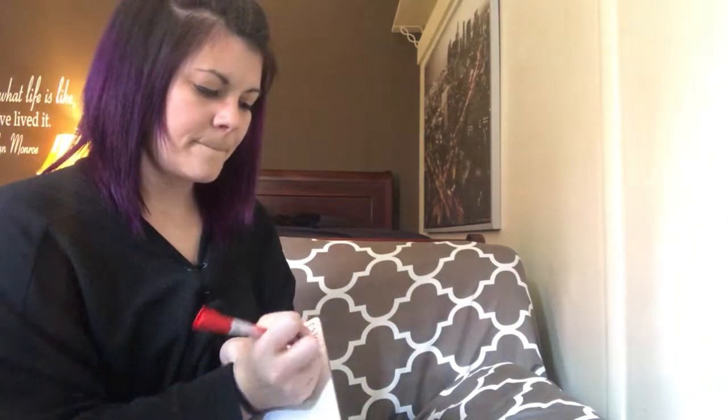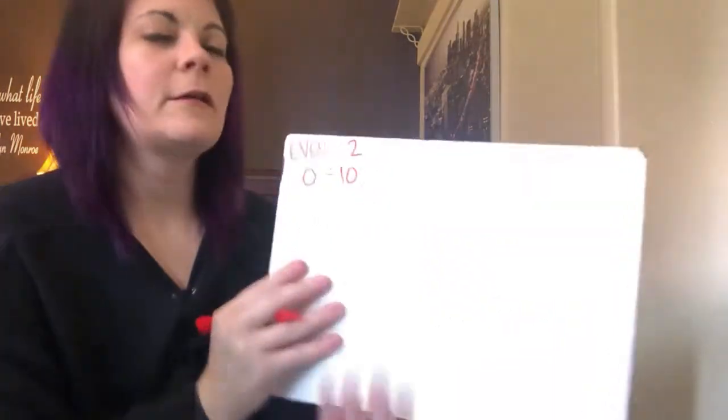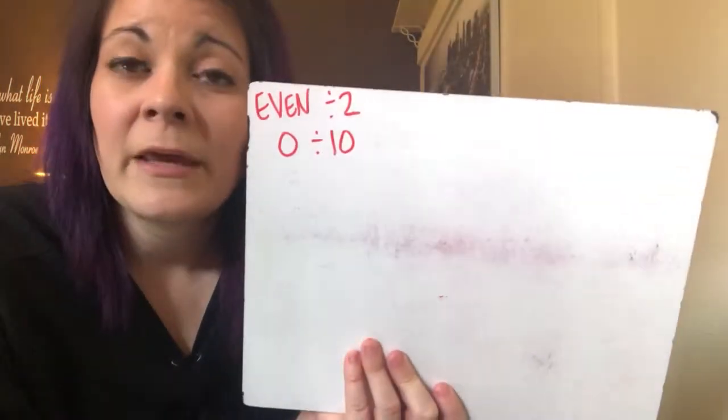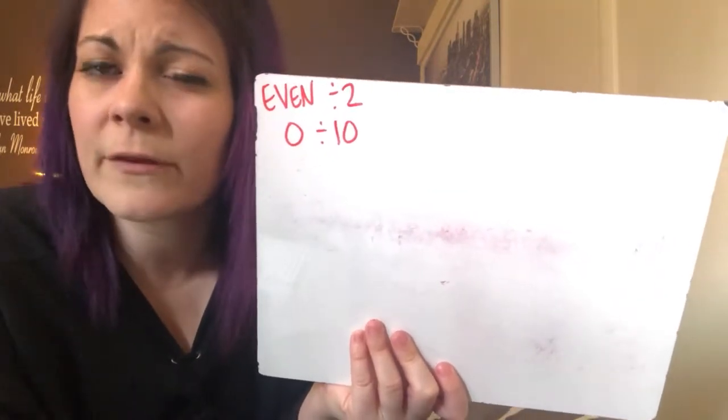The divisibility rule for dividing by 10: a number is divisible by 10 if the number ends in 0. So all numbers that end in 0, we know they're divisible by 10, right? An even number is divisible by 2. If it ends in a 0, it's divisible by 10. Since 0 is an even number, if it ends in 0, it's divisible by not only 10, but also by 2.